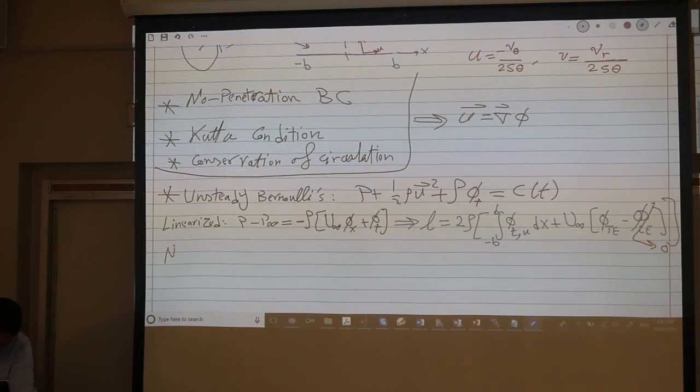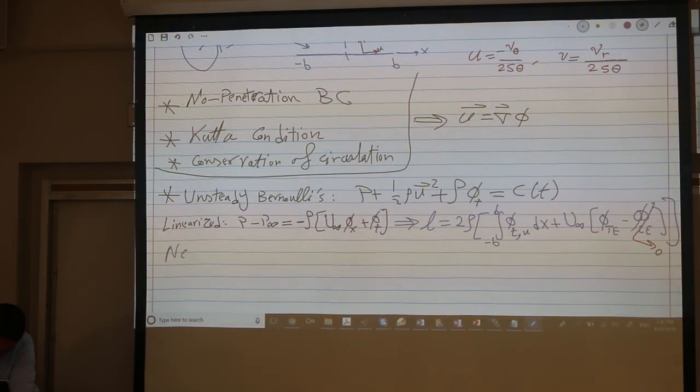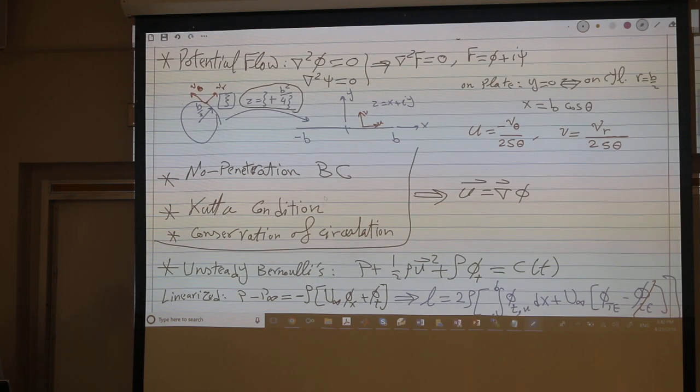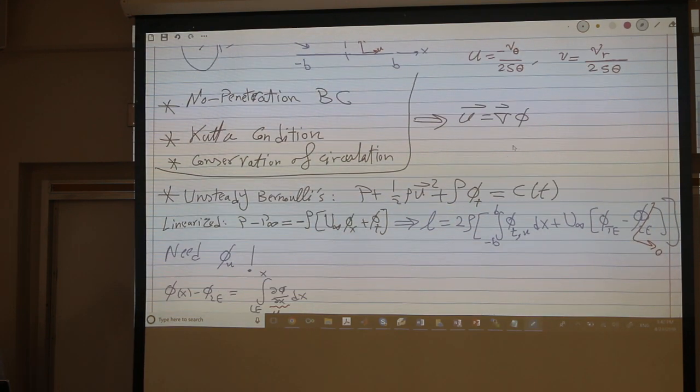We said, okay, we need phi on the upper surface. Then we derived an expression for phi, a very easy expression, because u, the velocity in the x direction, is partial phi partial x. So you can get phi out of that. We said phi at any x minus phi at the leading edge is the integration from the leading edge to x of partial phi partial x dx. This is u. And like we said here, u is related to the tangential velocity through this equation.